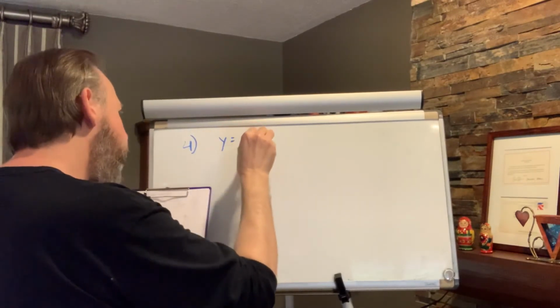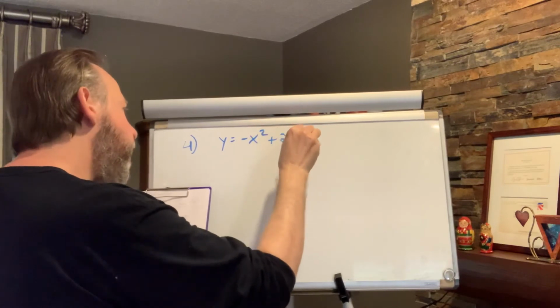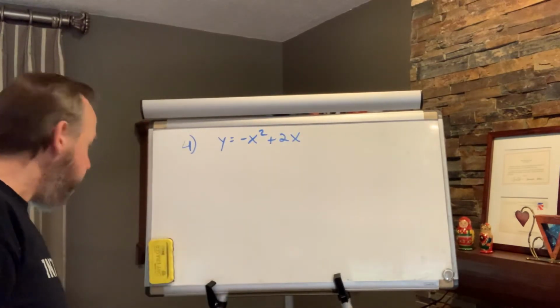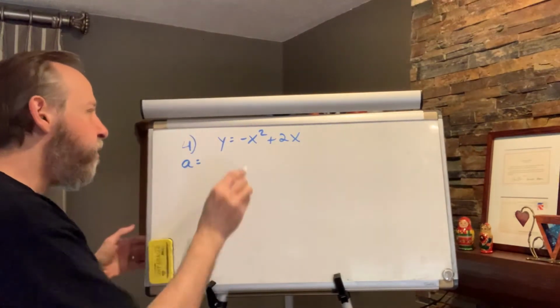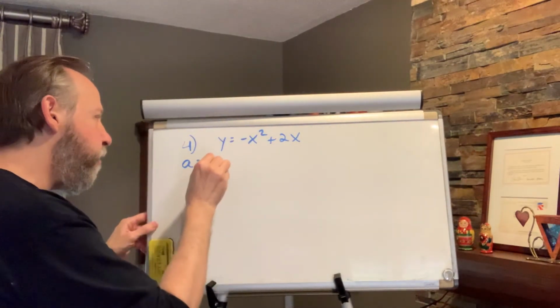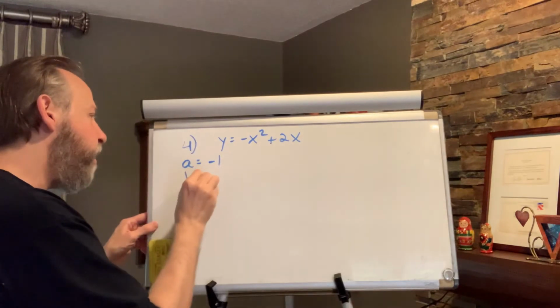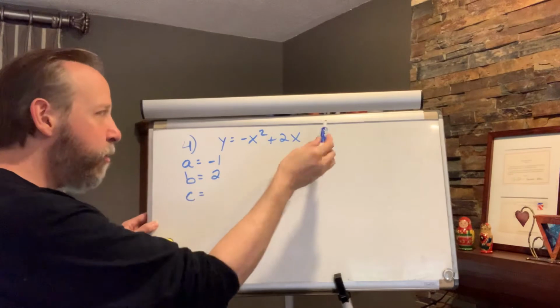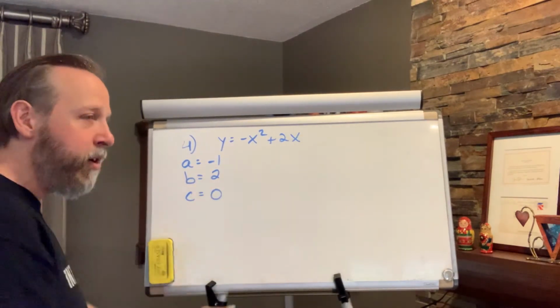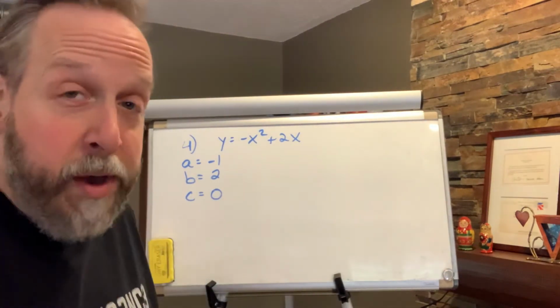y equals negative x squared plus 2x. All right, something is missing here, but it's easy to see. Again, the a value is the coefficient of the x squared, which is negative 1. The b value is the coefficient of x, which is positive 2. The c value is the constant, which is the missing piece, which is the number 0. Okay, not a problem.